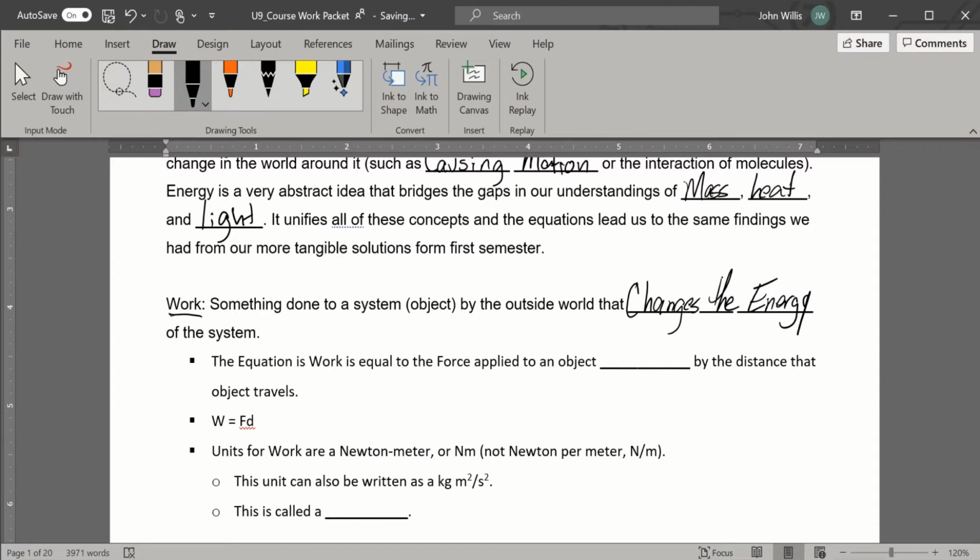Now, in physics, we call them systems, as opposed to singular objects, because you could have a car driving down the road with 3 people in it, at which point the system is the car and all 3 people and the cup of coffee that's in the cup holder, and it's everything. I just like to say object because it sounds less pretentious, but really we're just talking about something done to an object by the outside world that changes the amount of energy it has.